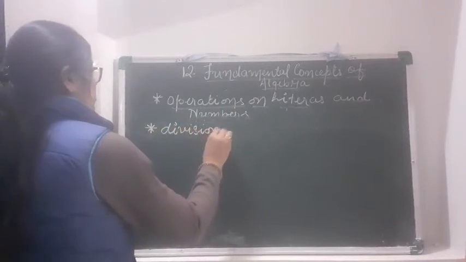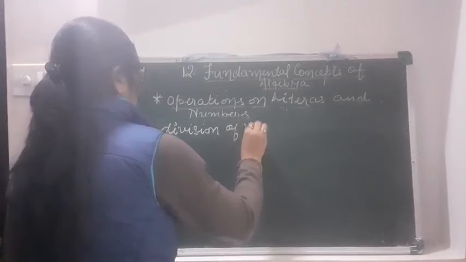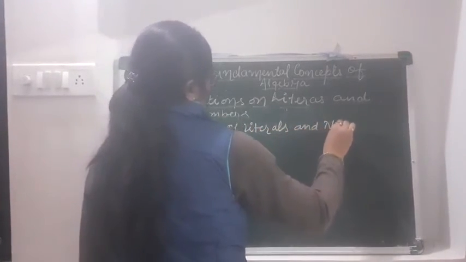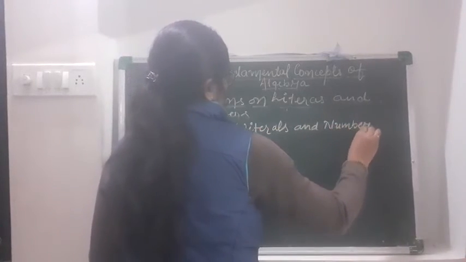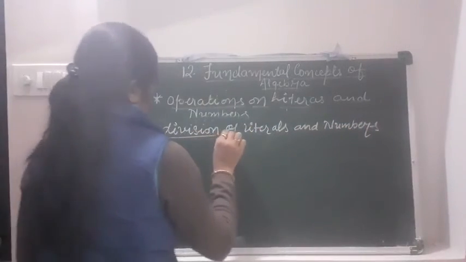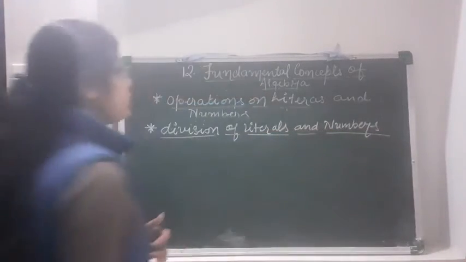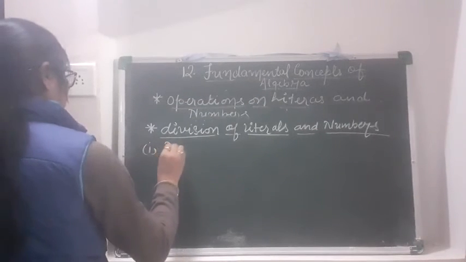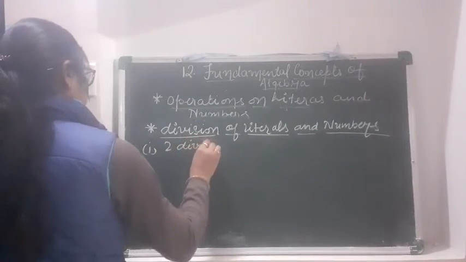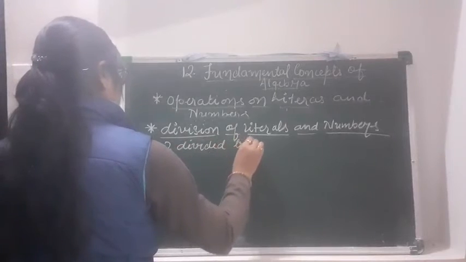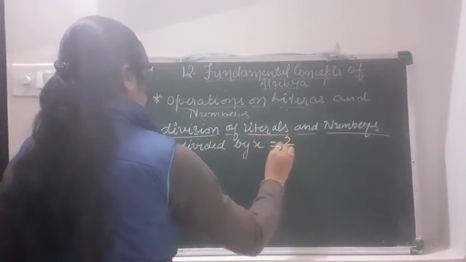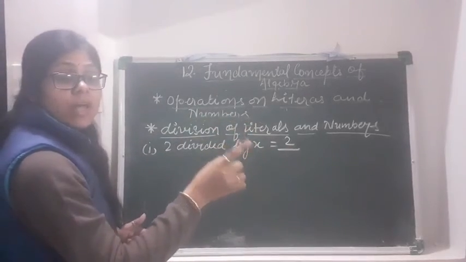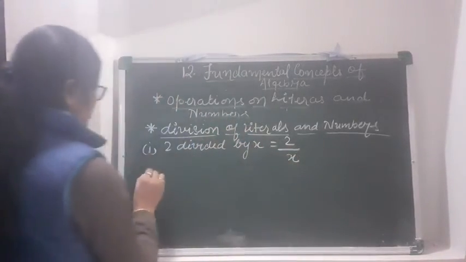Division of literals and numbers. If it is given 2 divided by x, means 2 divided by x. 2 is being divided by what? By x. So 2 upon x.